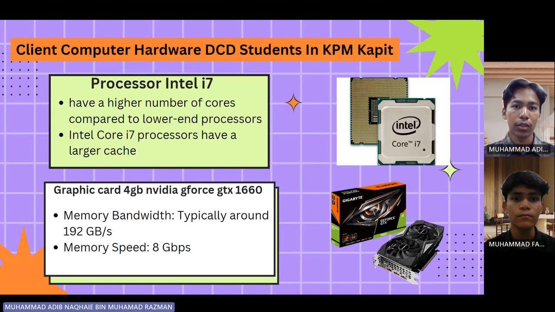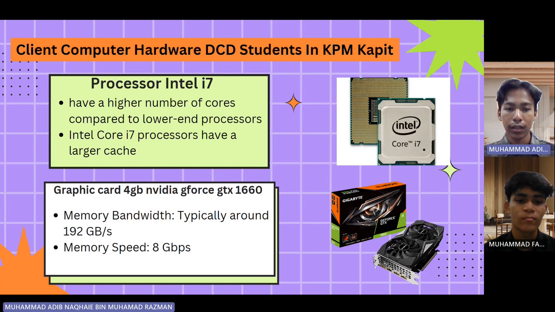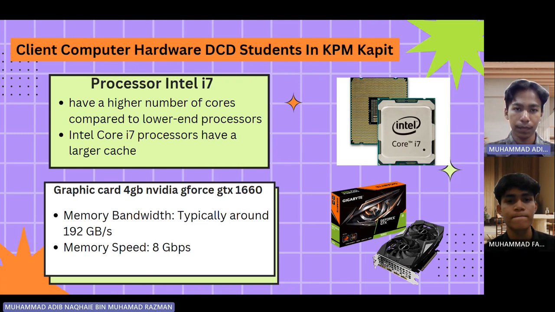Next is client computer hardware for DCD students in KPM KP. For the processor, we use Intel i7. The specification for these processors, it has a higher number of cores compared to lower-end processors. The processors also have a larger cache. Next, for graphic card, we use 4GB NVIDIA GeForce GTX 1660. The specification for memory bandwidth is typically around 192 gigs, and the memory speed is 8 gigs.